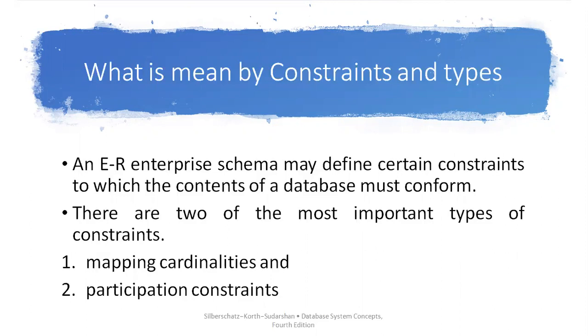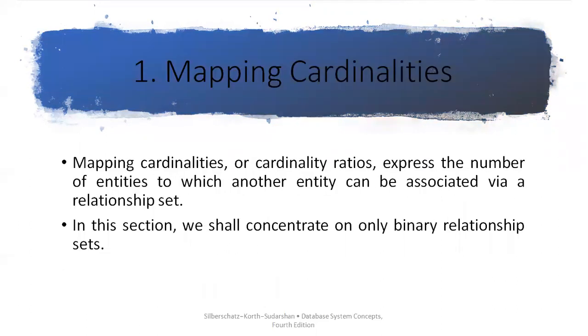So there are most importantly two types of constraints. The first one is mapping cardinalities and the second one is participation constraints. Let us see them one by one. First is mapping cardinalities. This is very simple, don't worry about this. Mapping cardinalities or cardinality ratios express the number of entities to which another entity can be associated via a relationship. This theory seems difficult. We'll see the example. We will see the example of a binary relationship set, meaning an example of two entity sets.